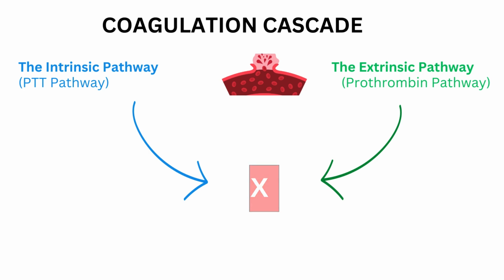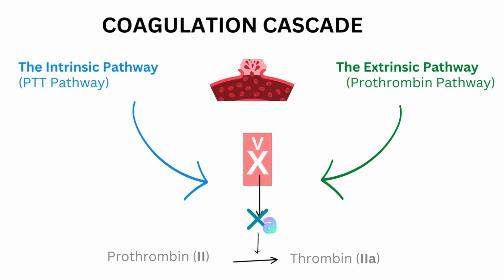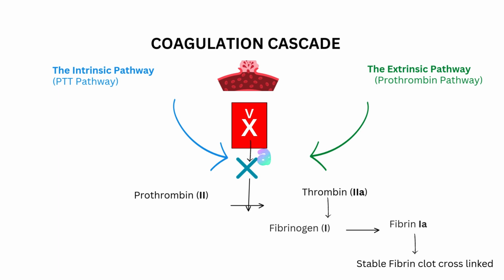So the activation of factor 10 to 10A, along with factor 5, calcium ions, and phospholipids, converts prothrombin to thrombin, which is factor 2 becoming 2A. This in turn activates fibrinogen, that's factor 1, to form fibrin, which in turn forms the stable clot.